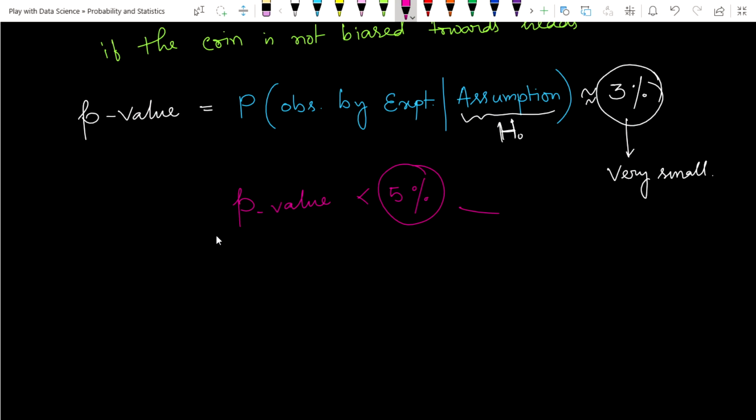We reject the null hypothesis, but these things are a simple rule of thumb in general, and they depend on the situation. If you want a more accurate value, for example in the medical domain, these things matter for human life. In such cases it depends on our requirement how much p-value we choose, but in general the rule of thumb is if it is less than 5%, then we reject the null hypothesis.